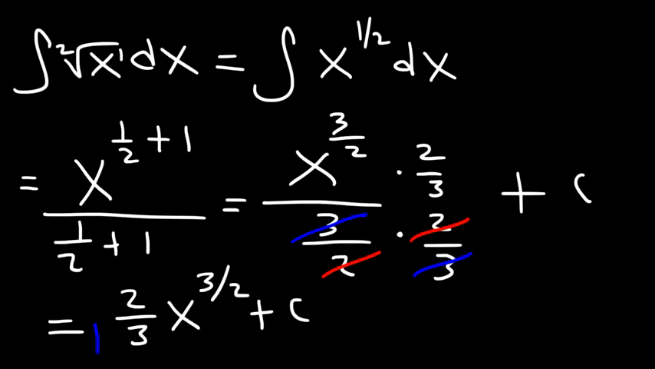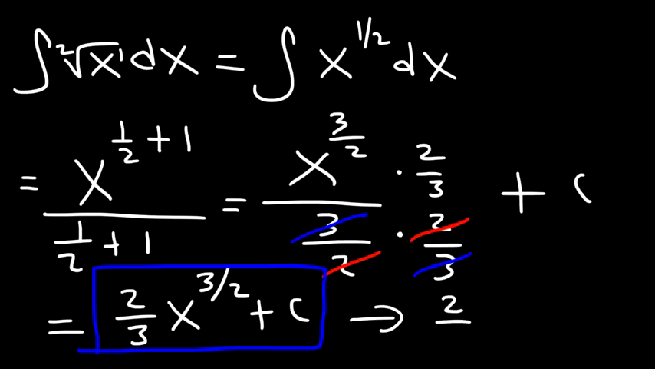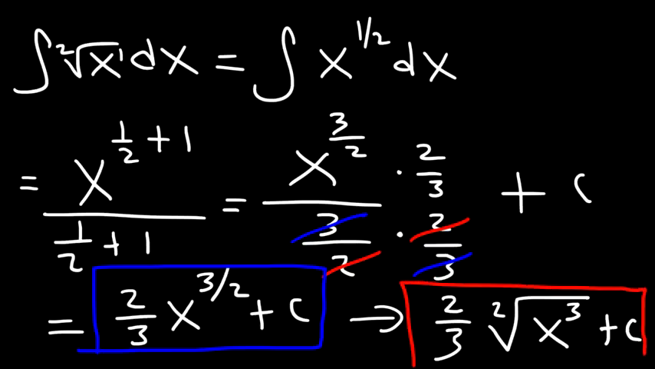Now you could leave your answer like this if you want to, or you can convert it back into its radical form. And so x to the 3/2 is the same as the square root of x cubed. Now you really don't need to write the 2. You can put it there if you want to, but it's the same. So you can also leave your answer like this if you prefer.